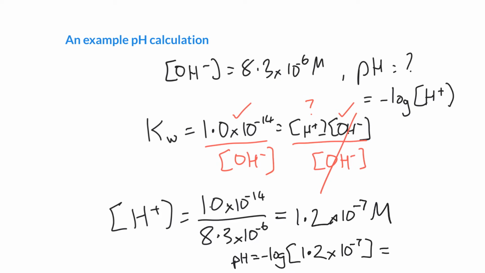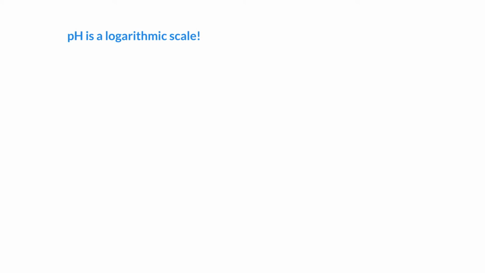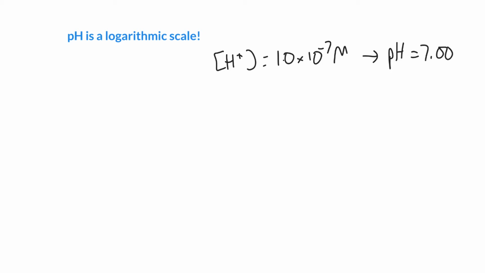And when we do this, we get 6.92. pH doesn't have units, but again, remember, the number of significant figures becomes the number of decimal places, and so 6.92 would be as good as we could write that answer down. Pure water has an H plus concentration of 1.0 times 10 to the minus 7, and we've seen that this has a pH of exactly 7, and we know earlier that pure water is exactly neutral.